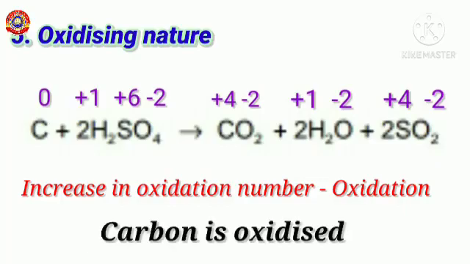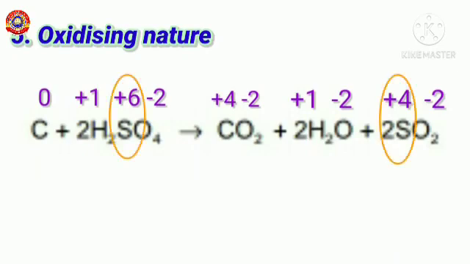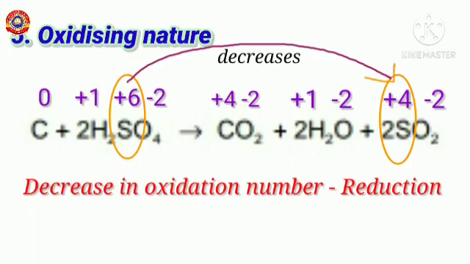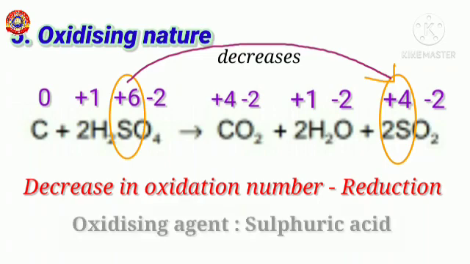Now analyze the oxidation number of sulfur in sulfuric acid and sulfur dioxide. What change do you observe? Whether the oxidation number increases or decreases? The oxidation number decreases from +6 to +4, right? So here the sulfur present in sulfuric acid is said to be reduced. Therefore, sulfuric acid acts as an oxidizing agent.